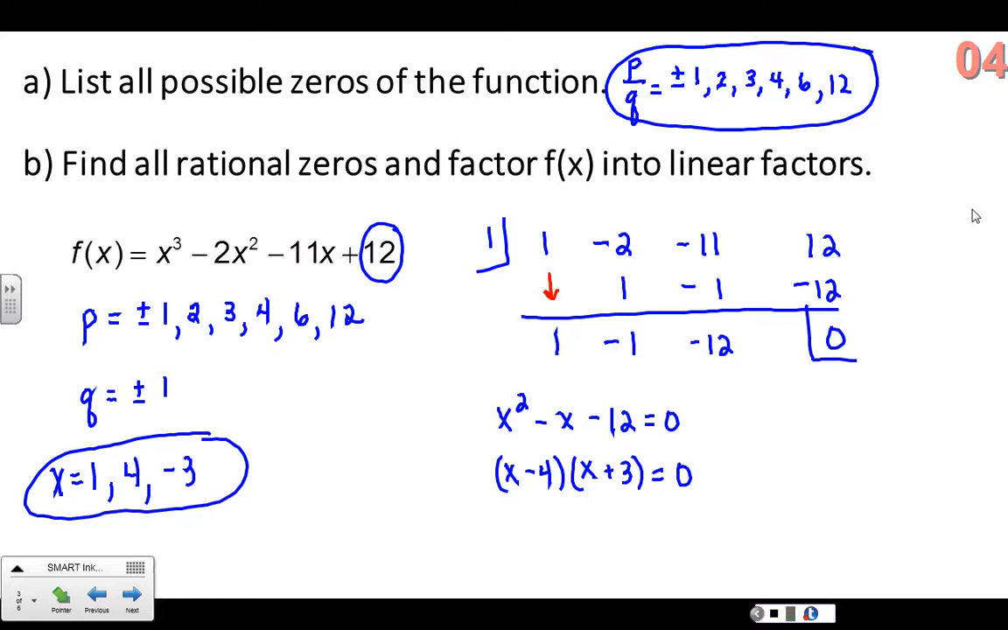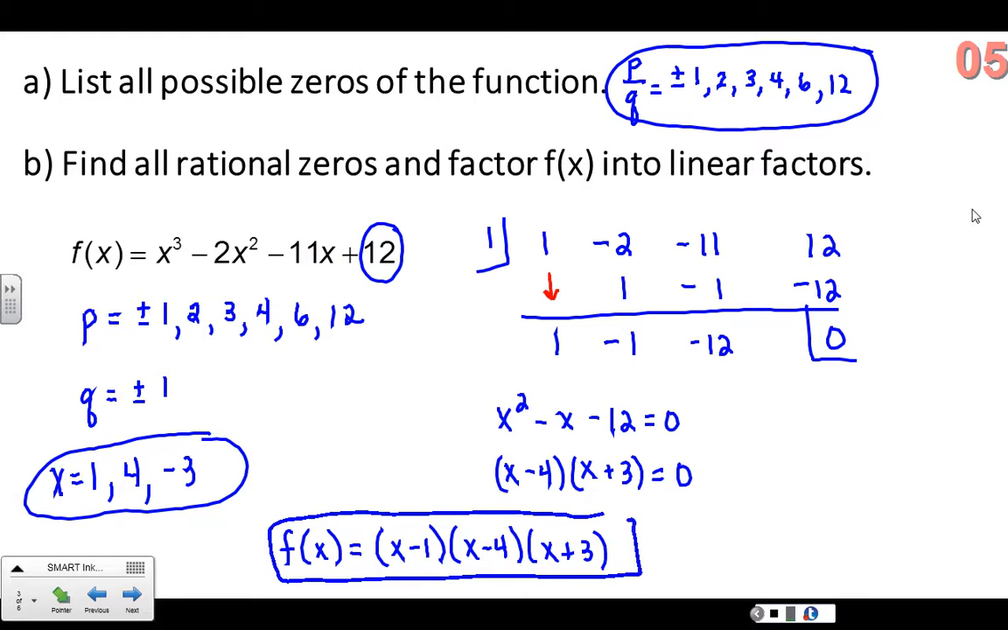And it says factor f of x into linear factors. So f of x would actually be, since we got a 1, an x minus 1, an x minus 4, and an x plus 3. Those are the linear factors of that polynomial. In other words, if you were to multiply all this back out, you would get your original polynomial.